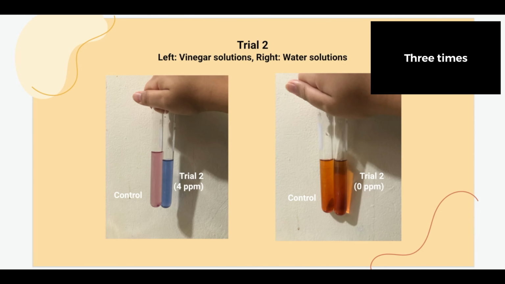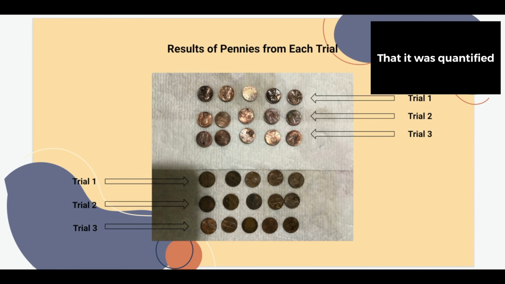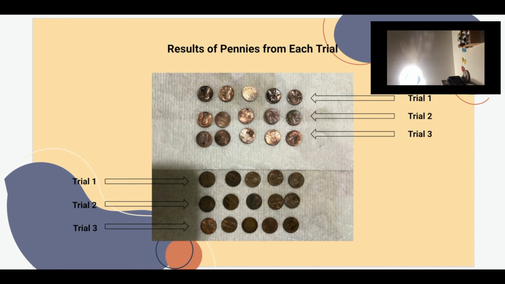2 of 3 times the water solution quantified a larger amount of copper corrosion, which is not as reliable compared to the 3 out of 3 times that it was quantified in vinegar. So we can see that overall, the vinegar not only helps to clean pennies, but it's also reliable. And that is the data that I got from my experiment.